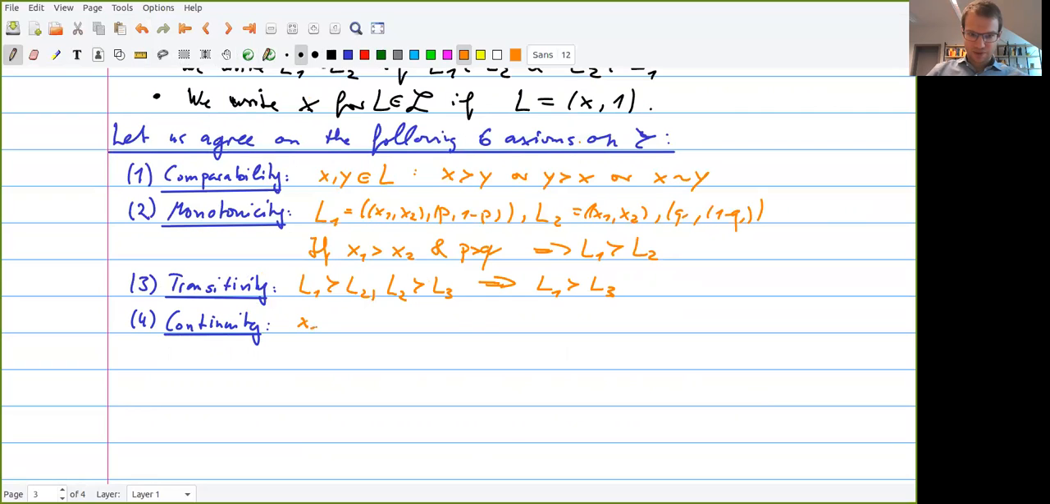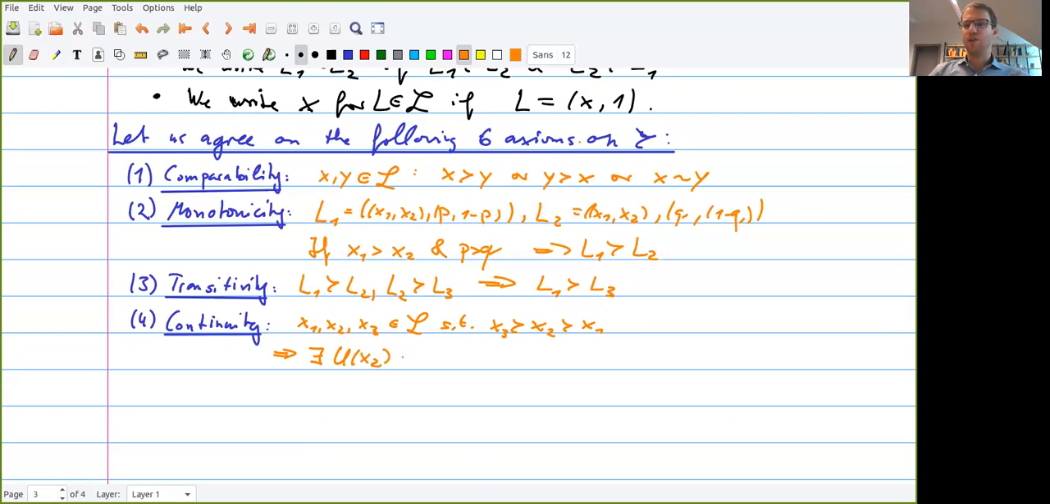So let's consider three lotteries with certain payoffs, x1, x2, x3, which all appear with probability 1. And I want to assume that you have clear preferences. So x3 is the best one for you, then x2, and then x1. Then you want to say, well, they exist.